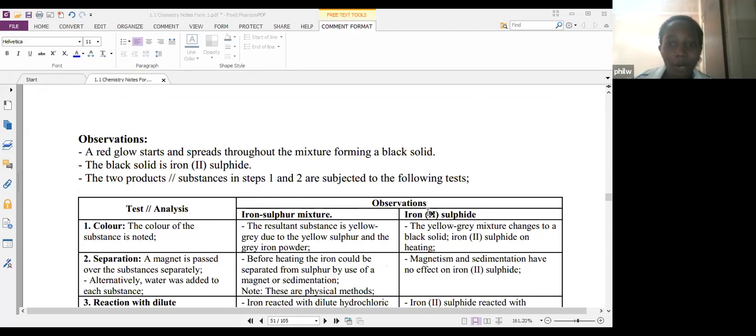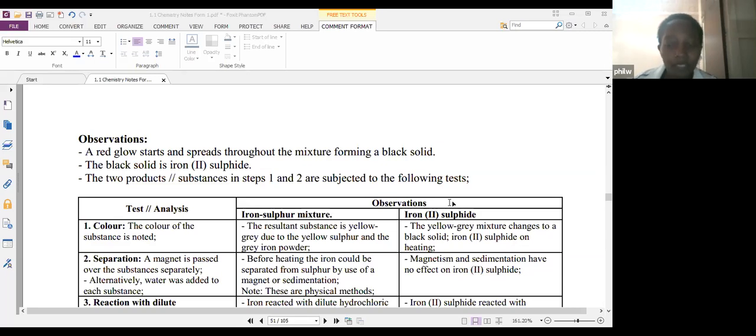This is the compound formed when you combine iron and sulfur chemically. So iron sulfur mixture is a mixture. Iron 2 sulfide is a compound.